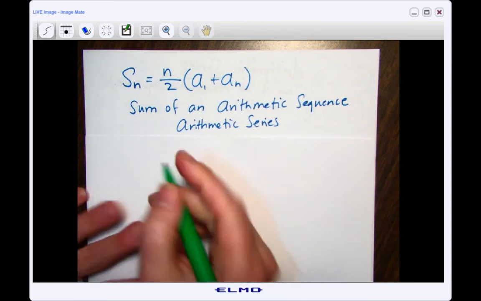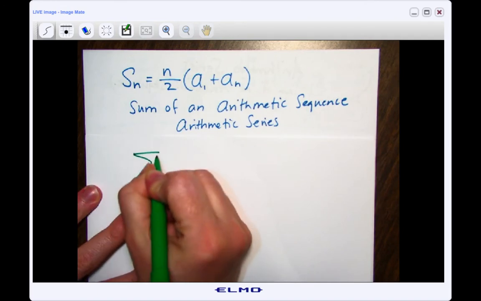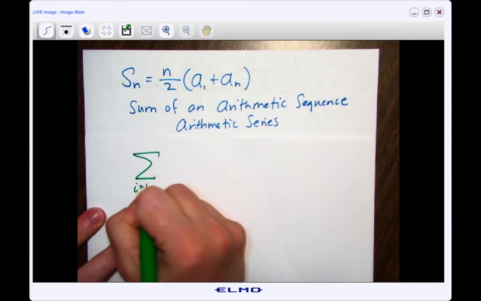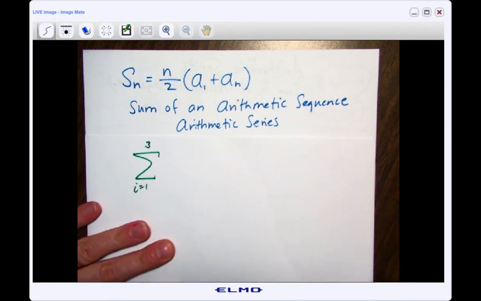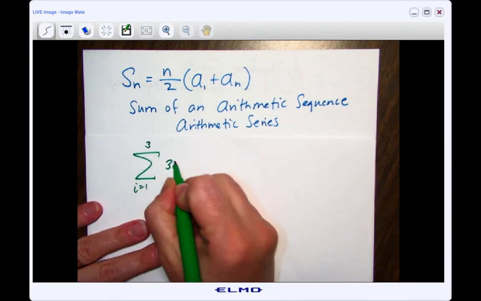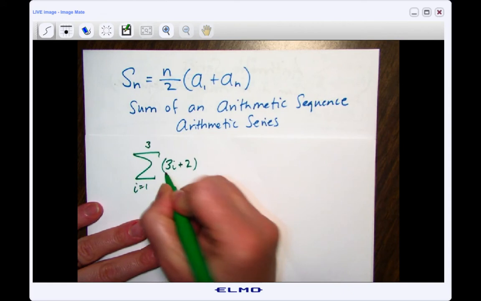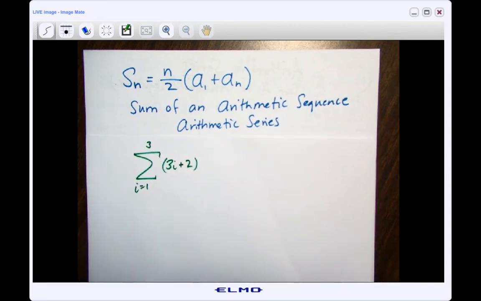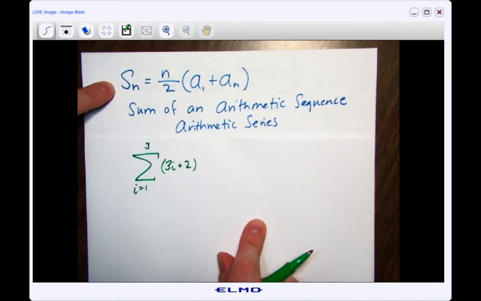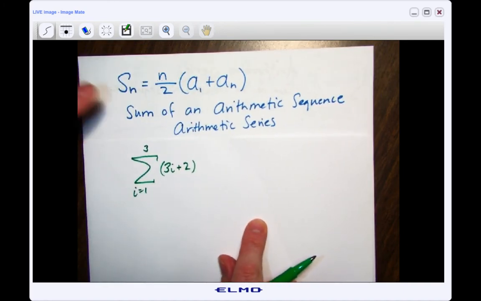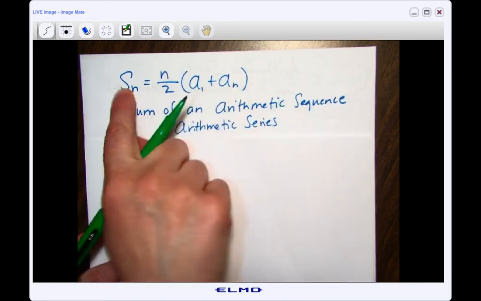We'll actually write this one in our sigma notation. So we'll pick an arithmetic sequence, and how do I know that it's arithmetic? If it's a linear equation or a linear relation, then I know that it's going to be arithmetic. So this one, when I look at it, I know right away it's going to be arithmetic. I know that it's one that I'm going to be able to use this equation for.